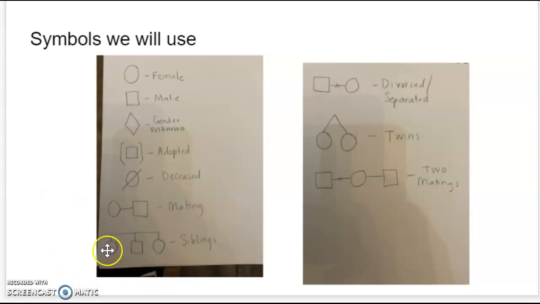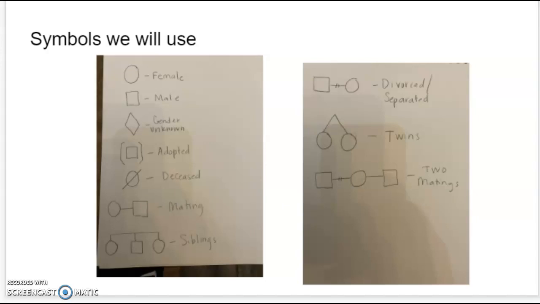Now to show siblings, you have the small lines coming down. And then you can see all of these three, there's 2 sisters and a brother. If individuals are divorced or no longer together, you put 2 lines between them, like that. If there is a set of twins, you have them conjoined. And then if someone is together and then they are separated or divorced, and then somebody remarries, you can show on the other side you put the new spouse.